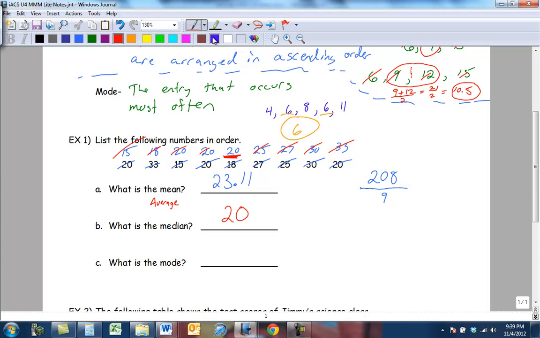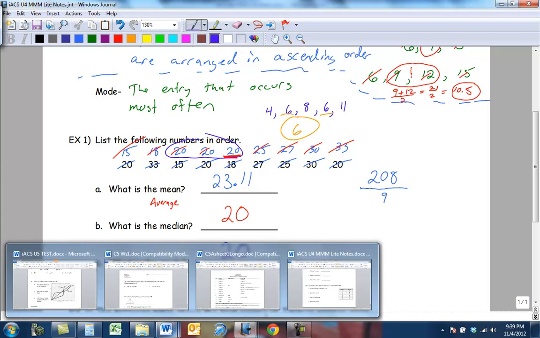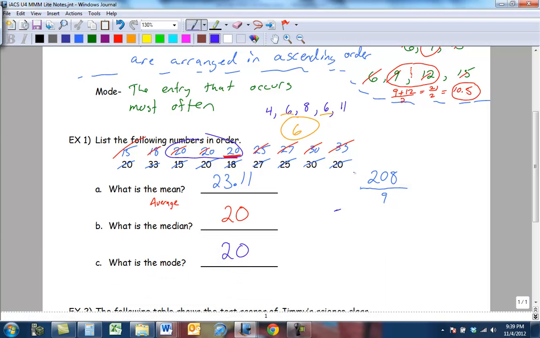Now, the last one is the mode. What is the mode? Remember, mode is the one that happens most often. Well, I got 1 of everything, except 20 seems to happen a lot. All right, so my mode is also 20. Let's go on to the next example.